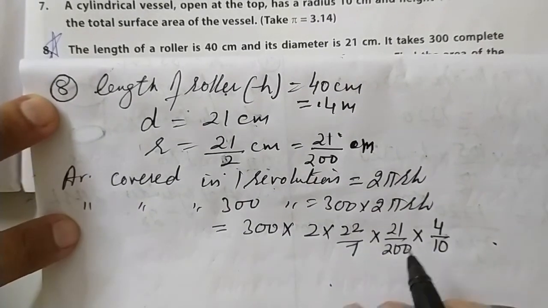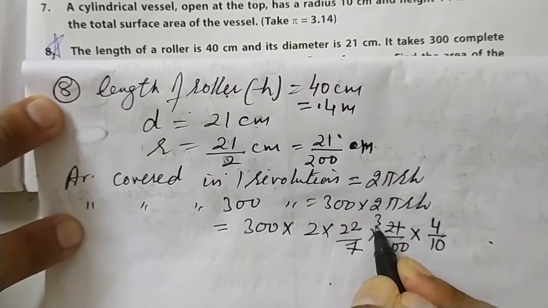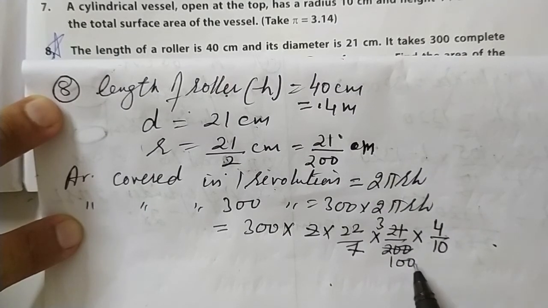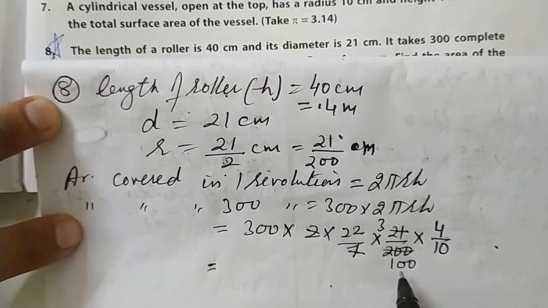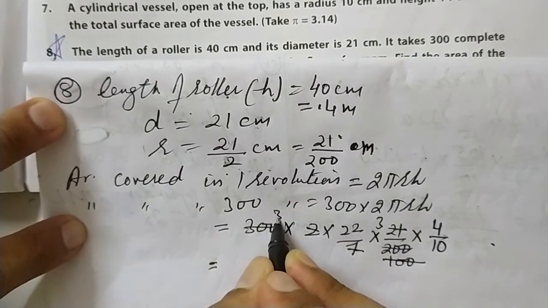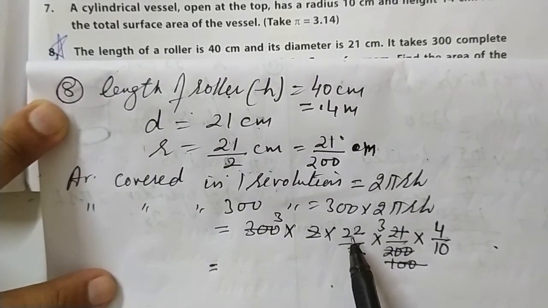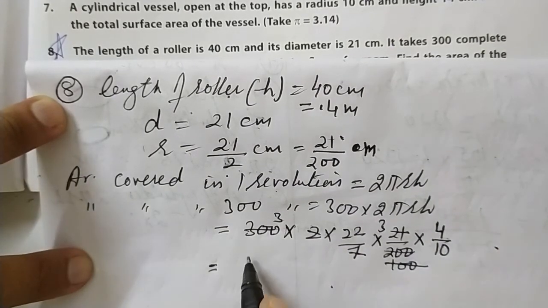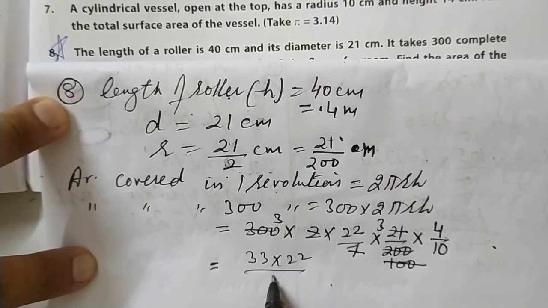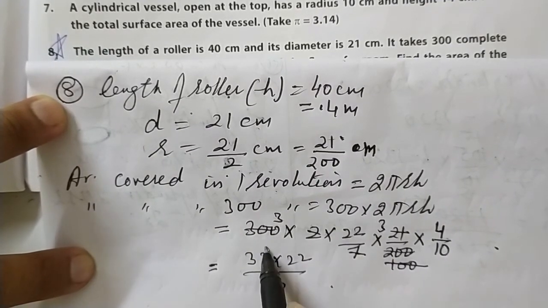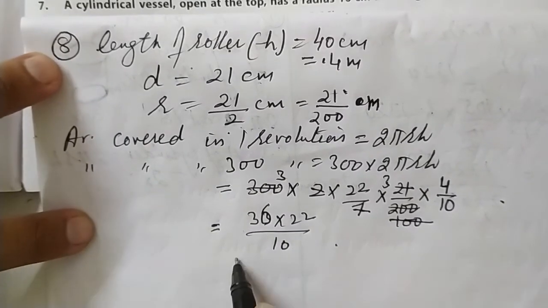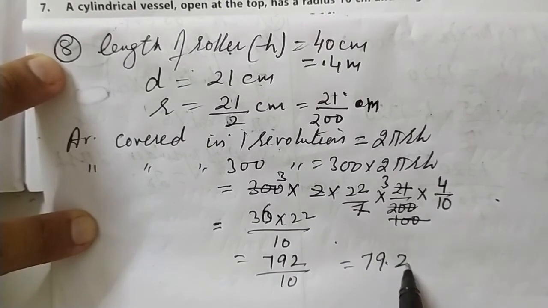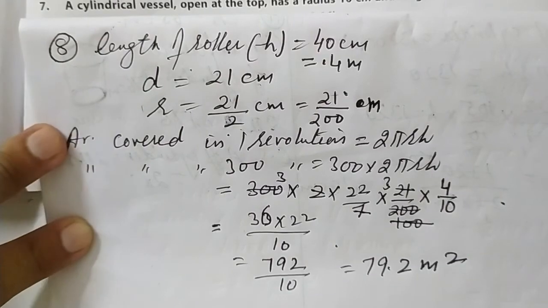Now you can do the calculations. 7 ones are 7, 7 threes are 21. 2 ones are 2, 200. Now 100 is cancelled with 100: 1 ones are 100, 3 threes are 300. So left is 3 threes are 9, 9 fours are 36, and 36 into 22 is left over 10. So 36 into 22 is 792 over 10, that is 79.2 meter square area is covered in 300 revolutions.